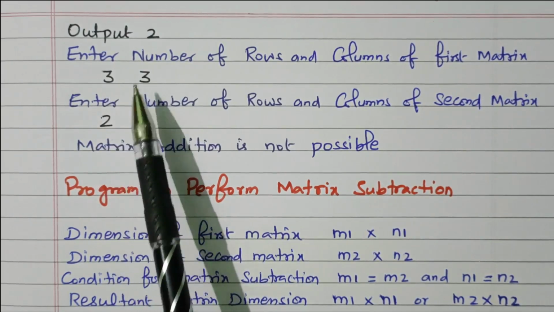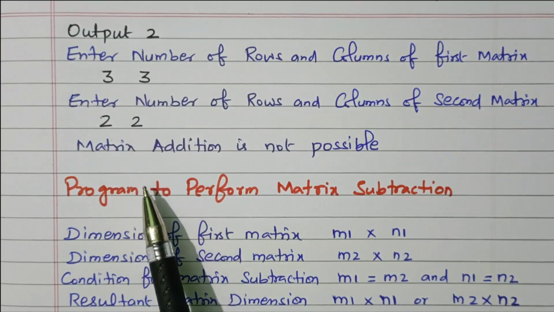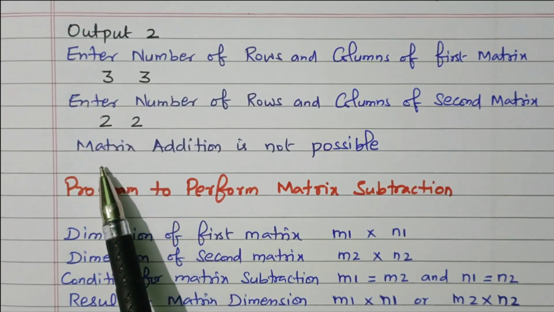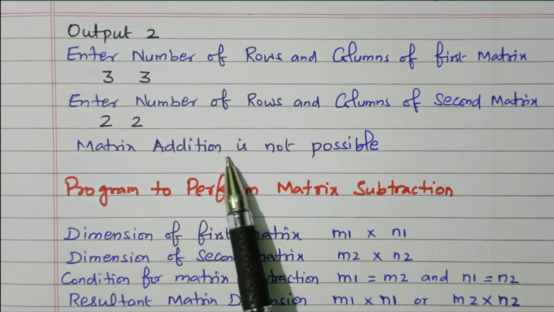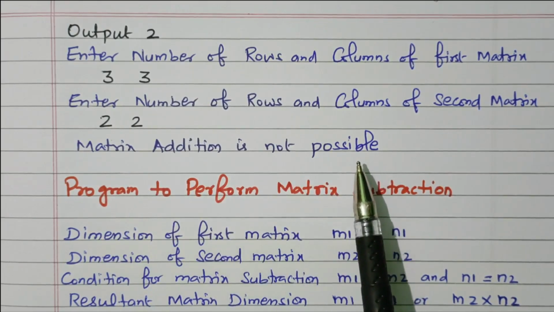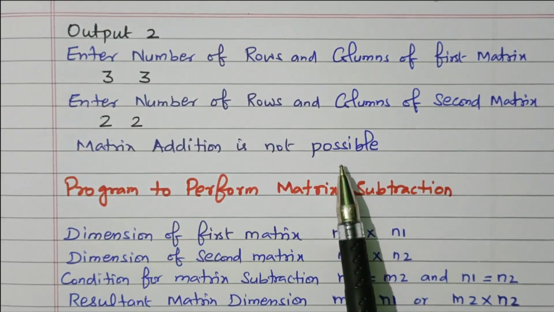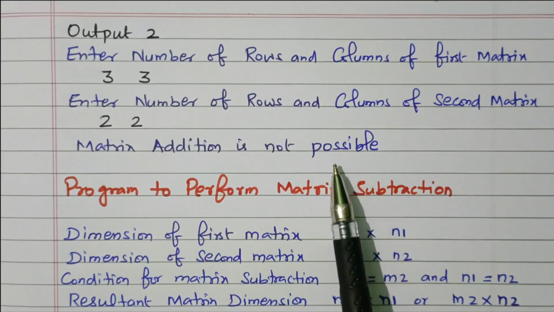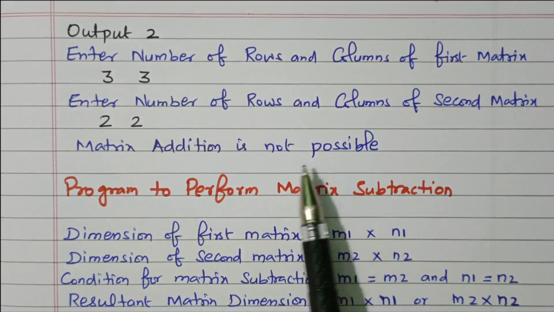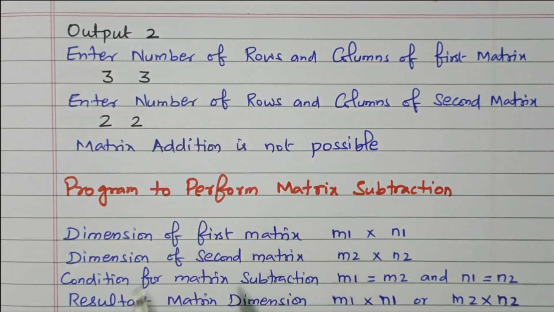So this is a 3 cross 3 matrix. This is a 2 cross 2 matrix. So it will go to the else part. There we display matrix addition is not possible, right? So this is the another possibility of output. First one is the normal, possible output. So that is added and the resultant matrix is displayed. This is matrix addition is not possible.